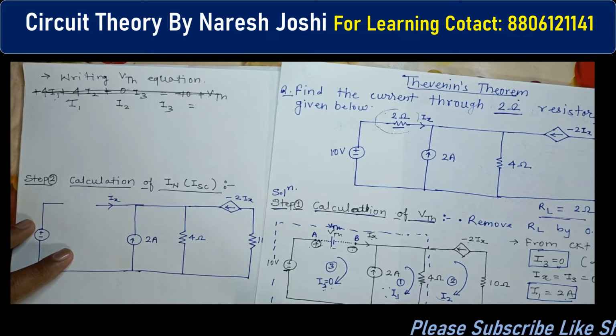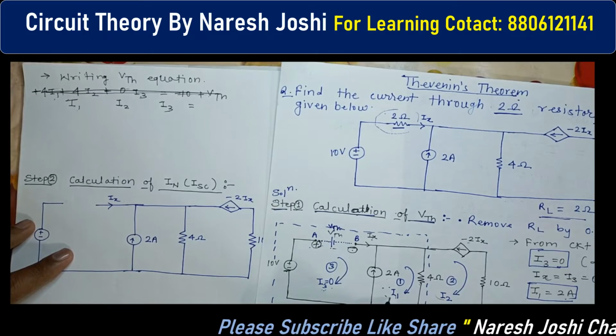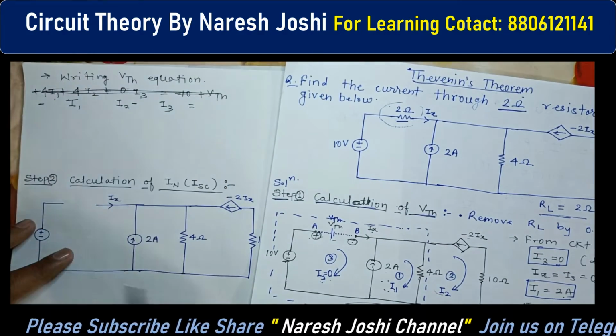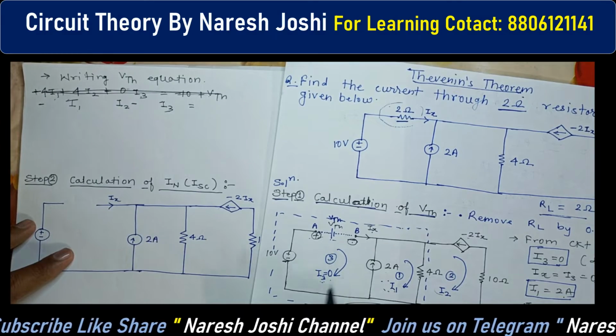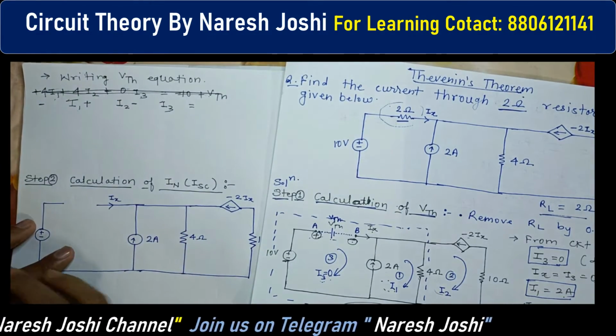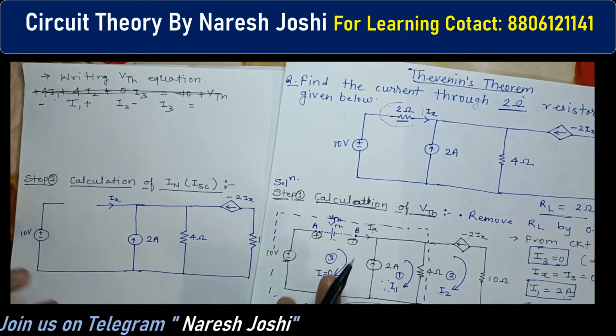We are applying the KVL to the super mesh. So which currents are in the super mesh? I3 and I1. So we will mark them as negative. Okay, this is the negative. And which is outside this super mesh? This is I2. So I will mark it as positive. Clear? Now I need to check through which resistance I1 is passing in the super mesh.